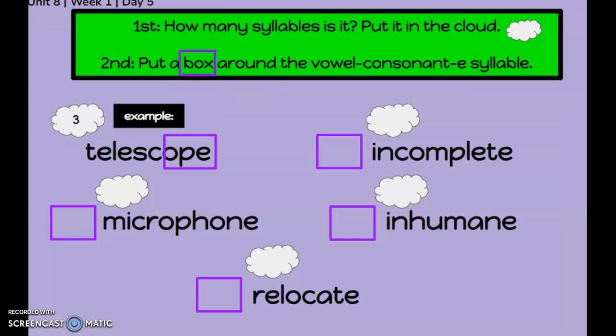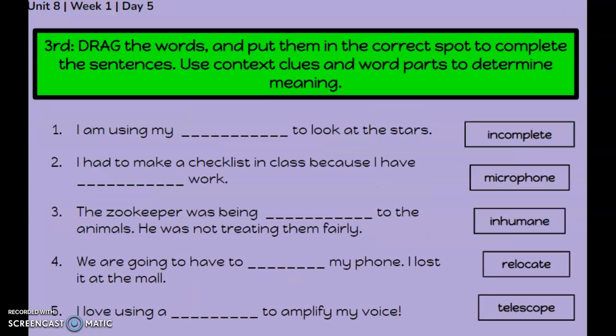So in your work today, first you're going to count how many syllables is in each word and put that number in the cloud. Telescope has 3, so I put a 3 in the cloud. And then you're going to put a box around the vowel consonant E syllable in each word. After that, you are going to drag the words and put them in the correct spot to complete the sentences. Use context clues and word parts to determine meaning.